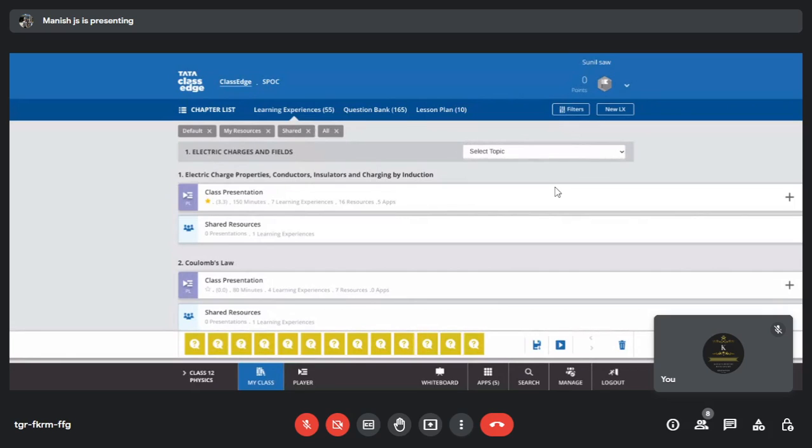By induction, what is the difference? Charging without direct contact. Yes, without direct contact. Charging without contact is charging by induction. So that is the basic idea. In friction, you involve rubbing of two surfaces, where one surface is rubbed past the other and you charge it. Second, by conduction, an uncharged conductor and a charged conductor are brought in contact to charge them. And third, by induction, without bringing them in contact, we are trying to charge them. So that is the basic idea.